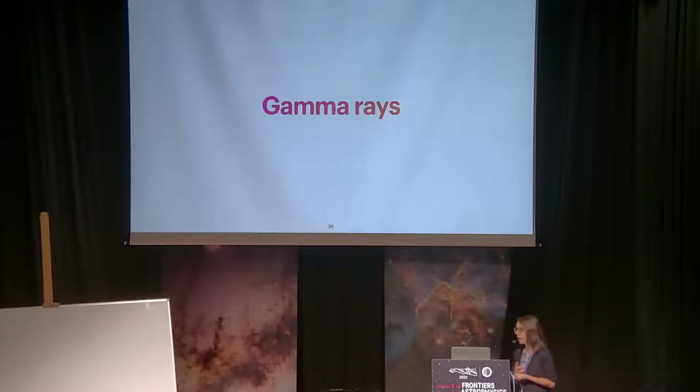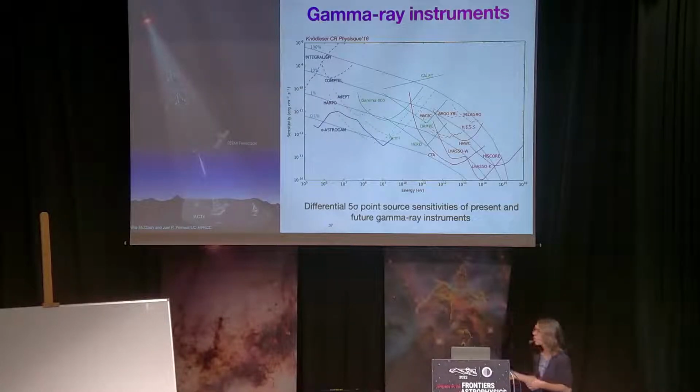So now that we have the idea of how cosmic rays are produced and accelerated in astrophysical sources, and then how they lose energy, leading to secondary gamma ray emission, we can go into more details about the gamma ray sky at different energies.